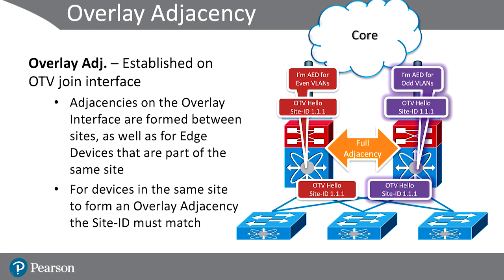OTV overlay adjacency. The OTV overlay adjacency is established on the OTV join interface. Adjacencies on the overlay interface are formed between sites as well as for the edge devices that are part of the same site. Edge devices form dual adjacency, which is site and overlay adjacency, for resiliency purposes. For devices in the same site to form an overlay adjacency, the site ID must match.